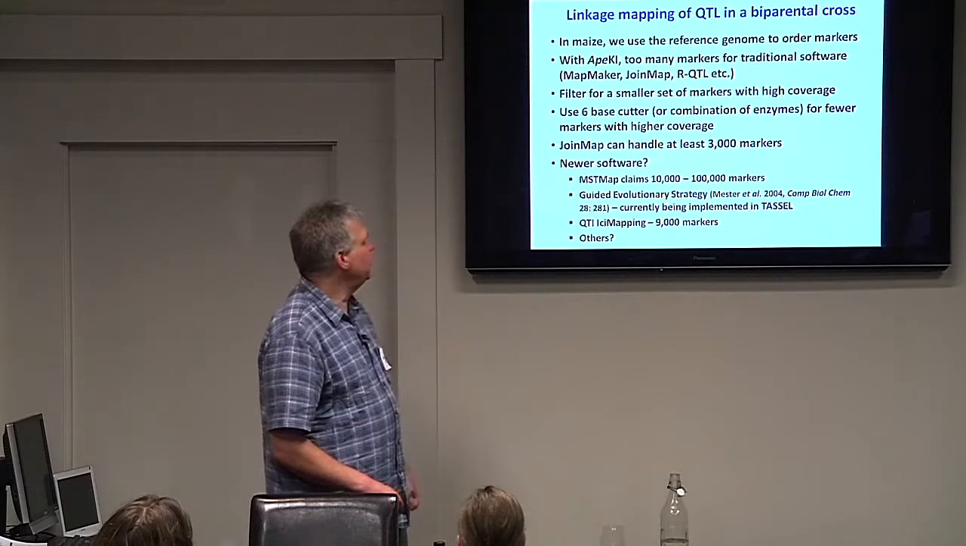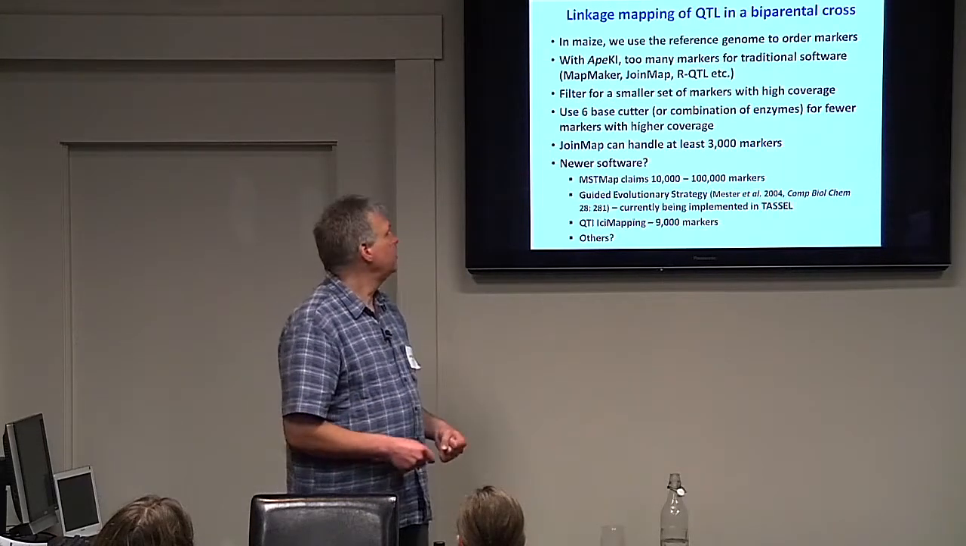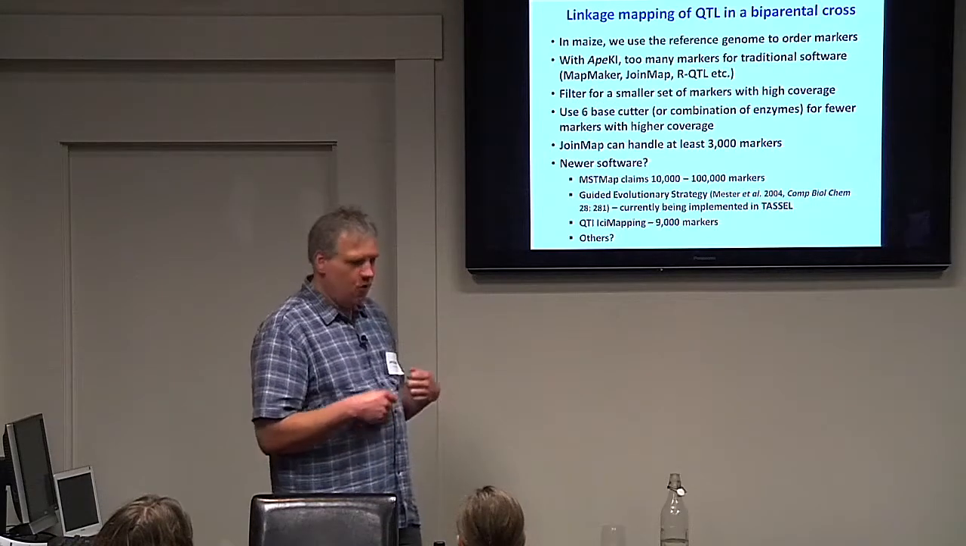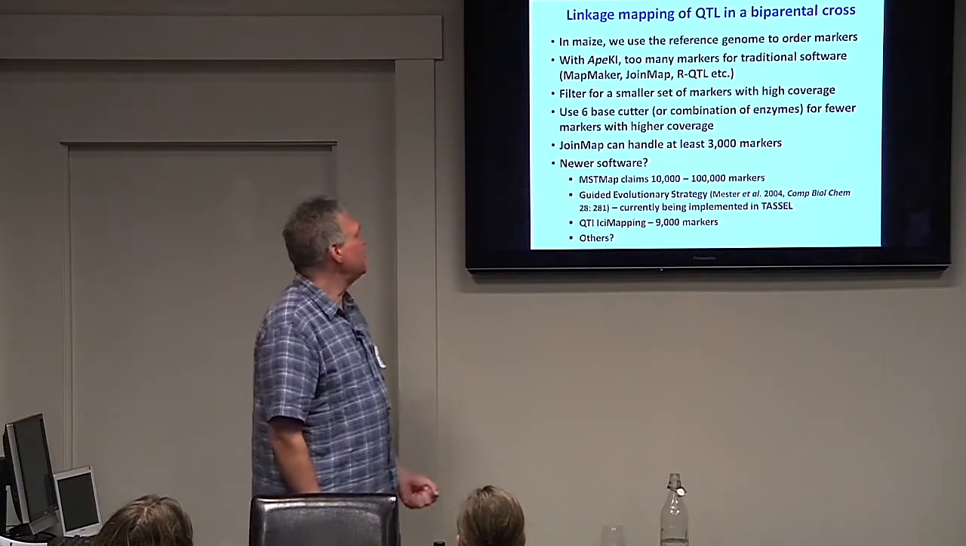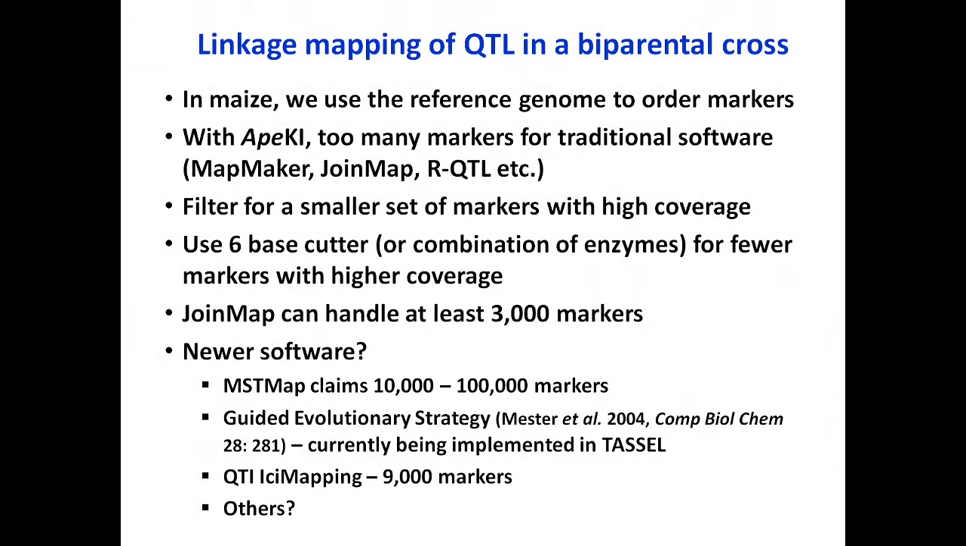So if you don't have a reference genome, then you'll need to order the markers in a biparental cross for linkage mapping, and you'll have to do the order from scratch, or de novo, and use software to do that. But if you use something like APEKI, you'll have too many markers that'll swamp the software. It can't do it. So the obvious thing to do is just filter for the markers with higher coverage and get a smaller set of the highest coverage markers that the software can handle. Or you could use a 6-base cutter or combination of enzymes to get fewer markers with higher coverage to start with, so you're not throwing away as much data.